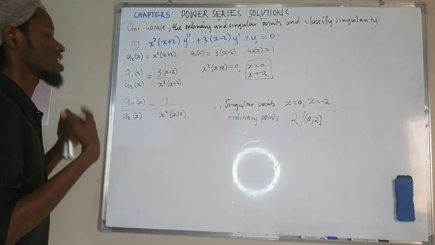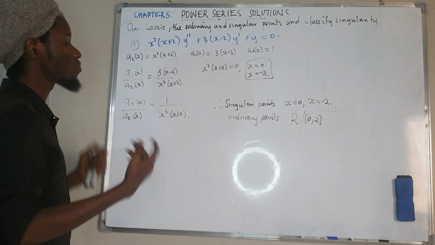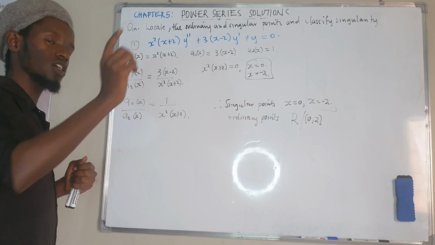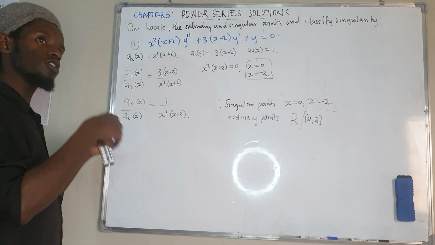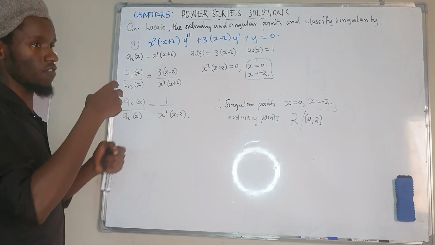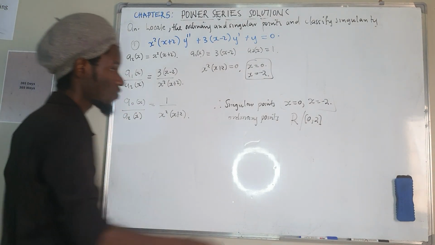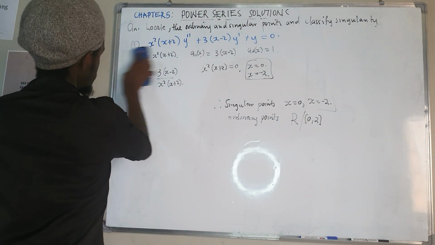Remember, we always classify using the functions. If both of these functions are defined at that point x, then we say that point is regular. Now, if one of them is not defined, or just that function is not regular, then that is irregular.